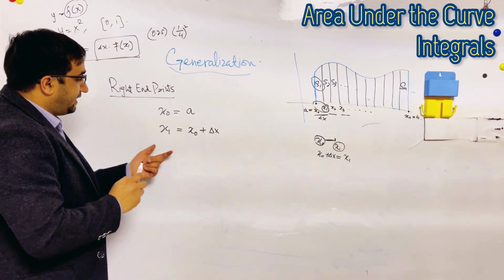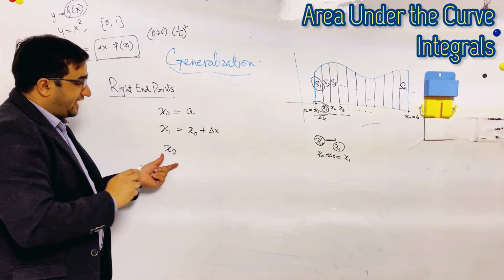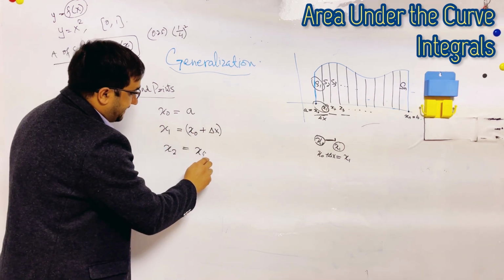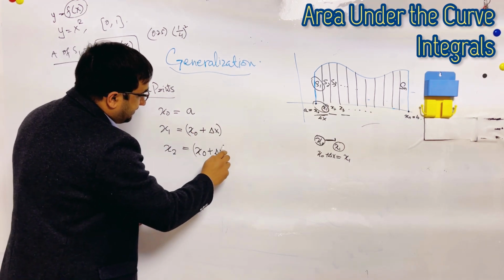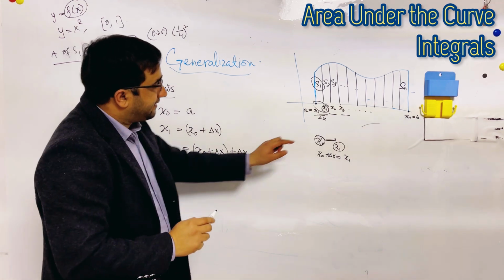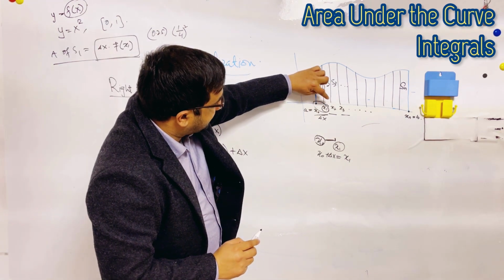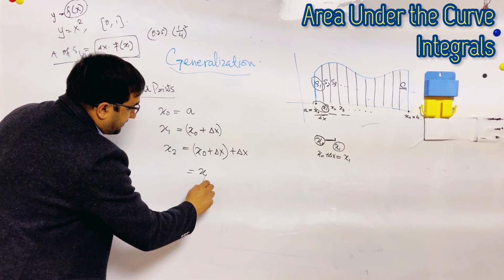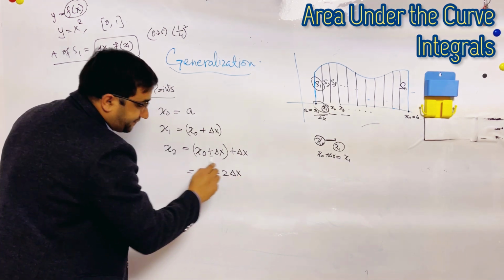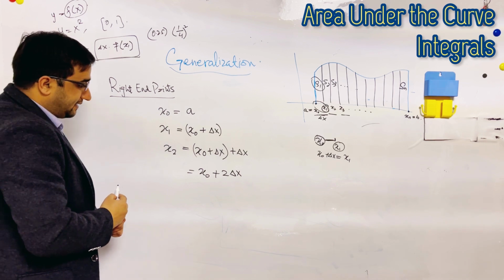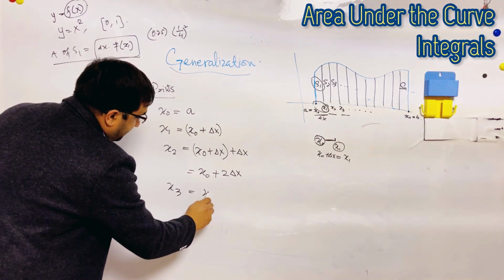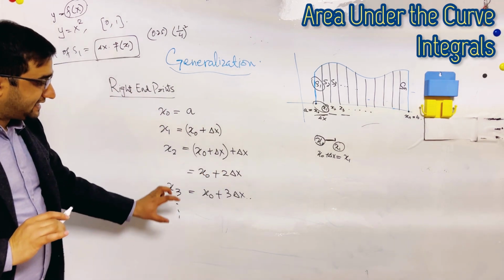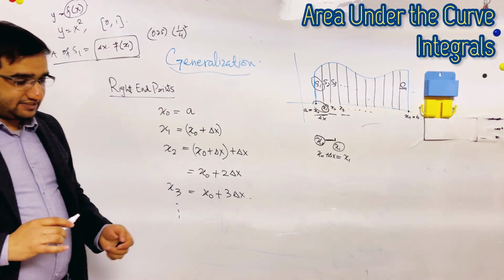Similarly, if I want to go to x2, it means I have to add another delta x to this distance: x naught plus this delta x plus another delta x. When both are added, I will reach x2. So it becomes x naught plus 2 delta x. Similarly, x3 will be x naught plus 3 delta x, and so on. These are the things we are going to use in the general expression.